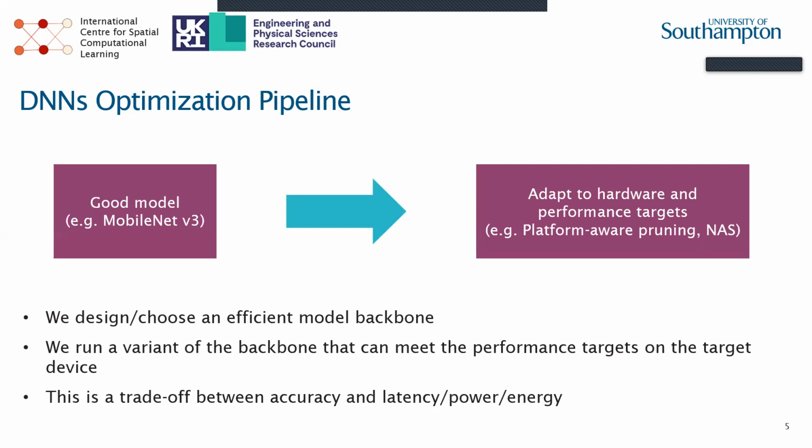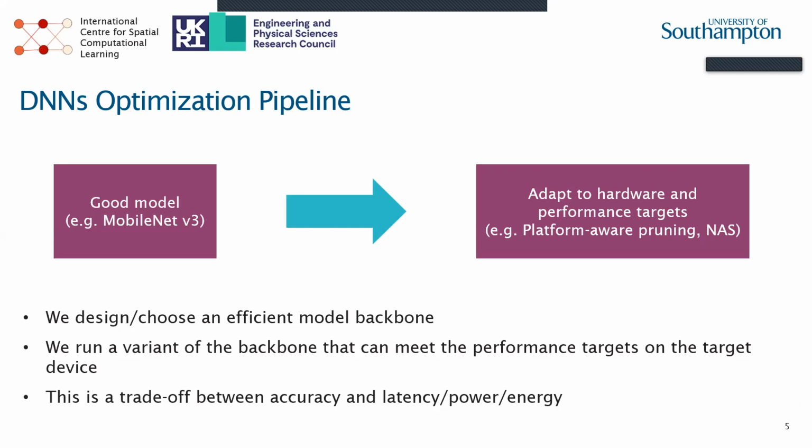So regarding the model optimization, I think there are generally two steps. This is probably an oversimplified pipeline, right? First of all, we need to start with a good, efficient model. For example, MobileNet V3 is very efficient for mobile platforms.